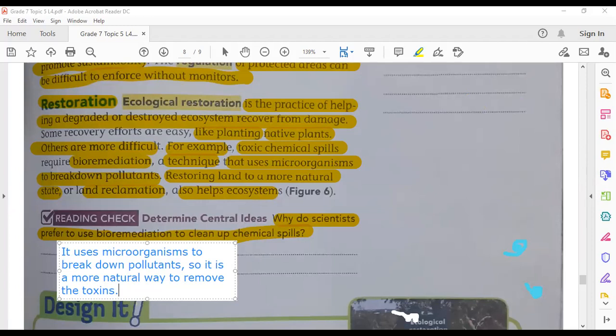We can kill insects in other ways. For example, we can use their natural enemies. We can use, for example, rodents like rats. Look here.